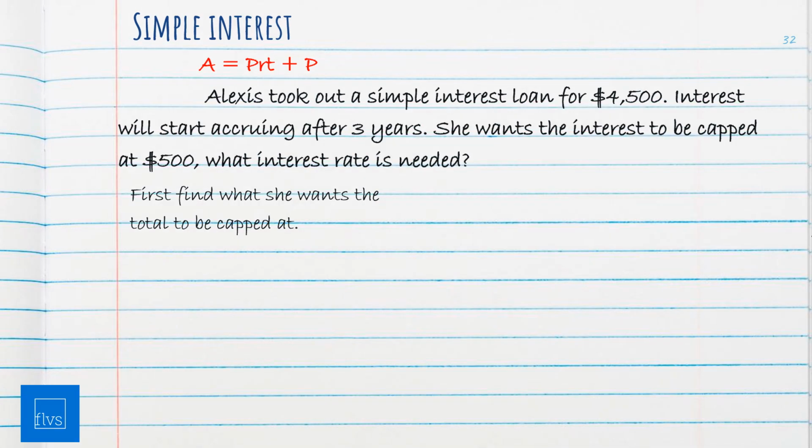So first we need to find out what she wants the total to be capped at. So if she wants the interest to be capped at 500, we just add that 500 to the 4,500. And when we do that, we get 5,000. So she doesn't want to have more than $5,000 on the loan.